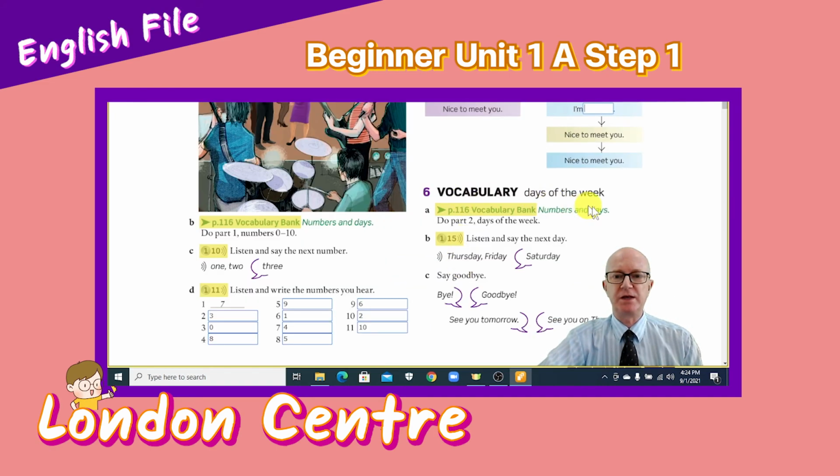So vocabulary, days of the week. Well, we've done the days of the week. We've done numbers, we've done days of the week. And here again, listen and say the next day. If we remember, Monday, Tuesday, Wednesday, Thursday, Friday, Saturday, Sunday. You get that? Okay, let's try this one.